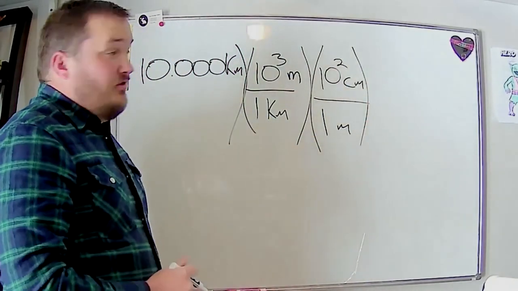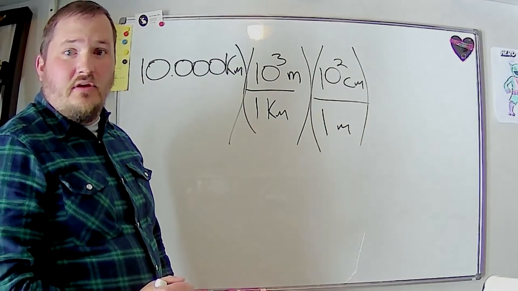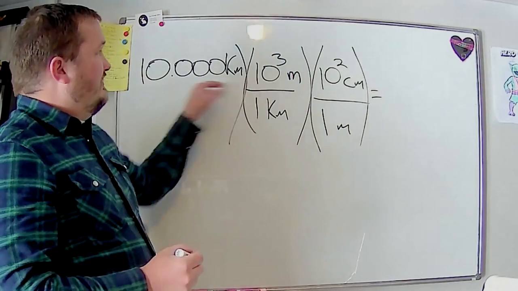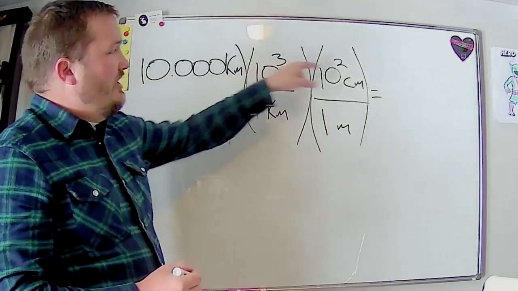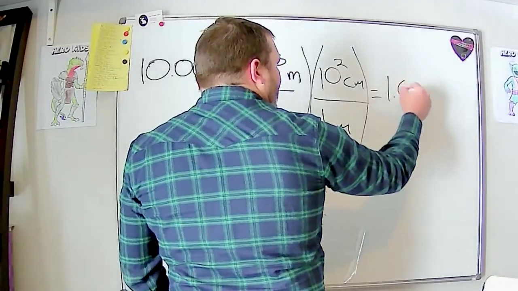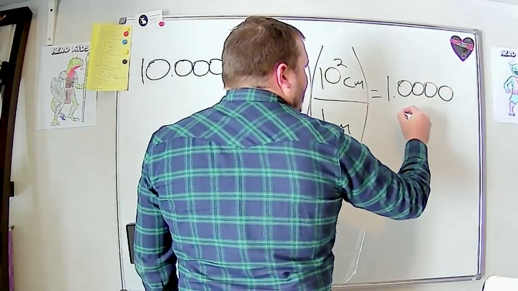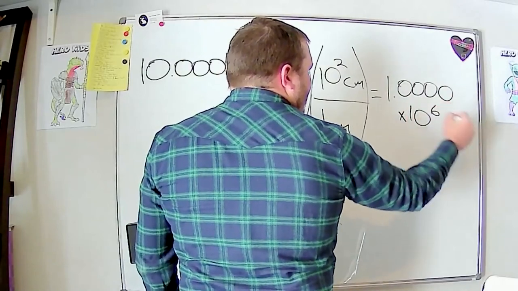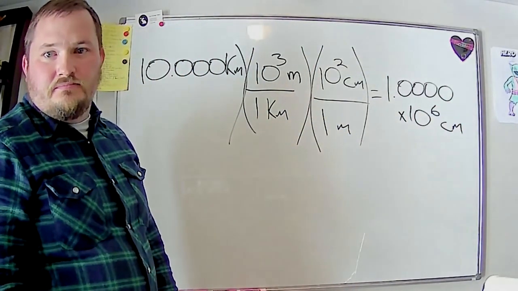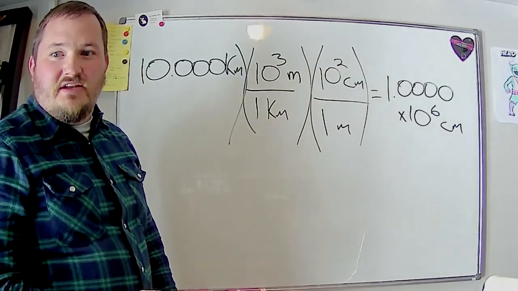And since I know I'm going to run out of room, this is as good a place as any to hit enter on my calculator and write a number in. So we're going to get 10 times 10 to the 3 times 10 to the 2, to get 1.0000 (5 sig figs) times 10 to the 6 centimeters, or 1,000,000 centimeters, plus or minus 10 centimeters.